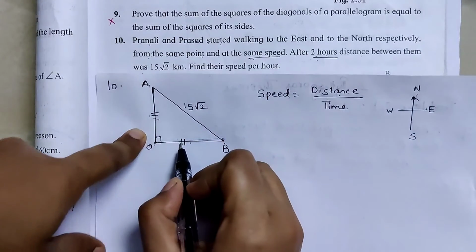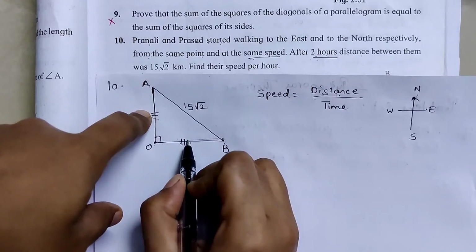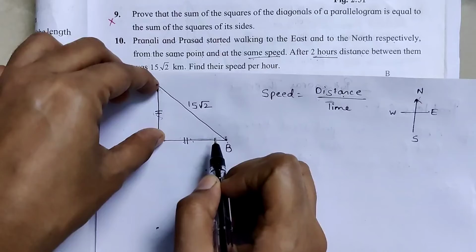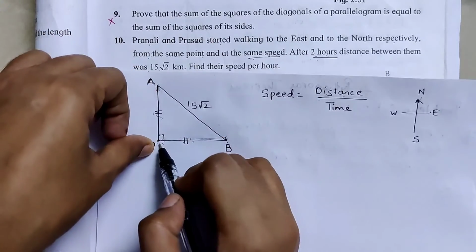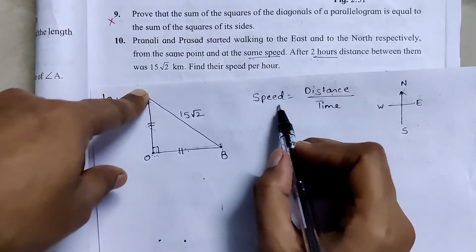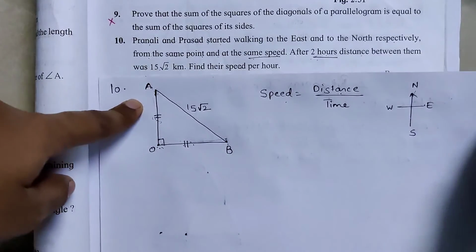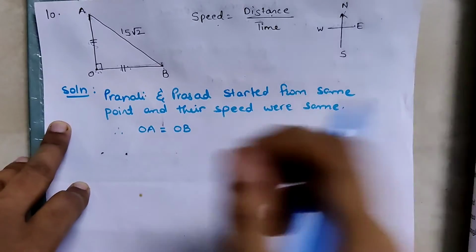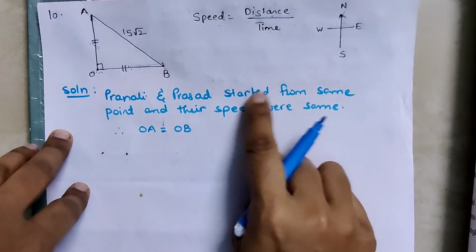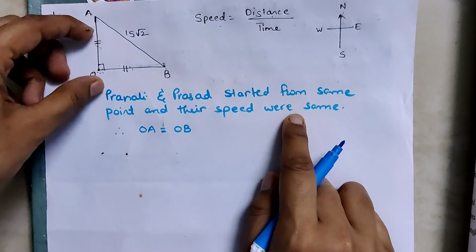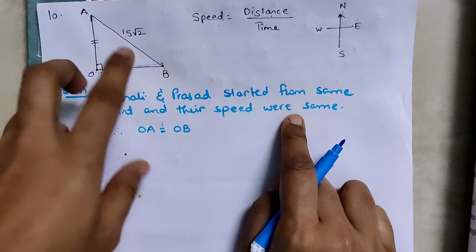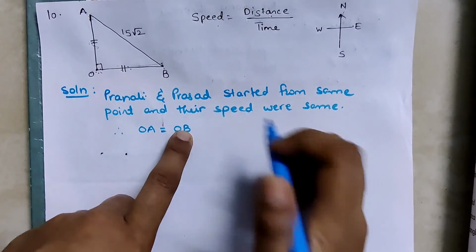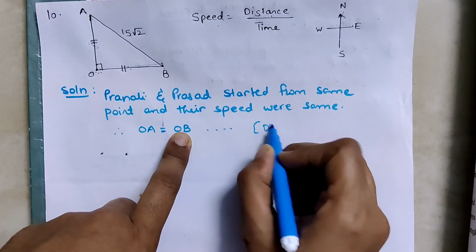So here by using Pythagoras theorem we are going to find the distance, because from O to A and O to B, we are going to find the distance between the starting point and the ending point, right children? Then only we can use the formula. So let us start with the solution. Our solution will start with Pranali and Prasad started from the same point and their speed were same, right? So it means the distance covered by both of them is also same. So OA is equal to OB. So here I am writing, it is a distance.